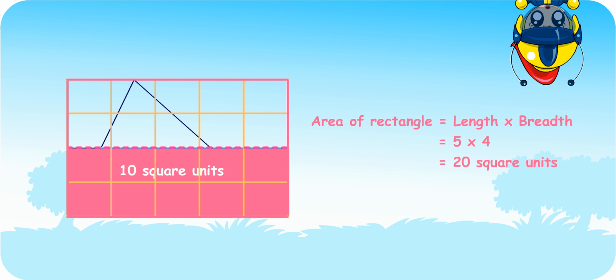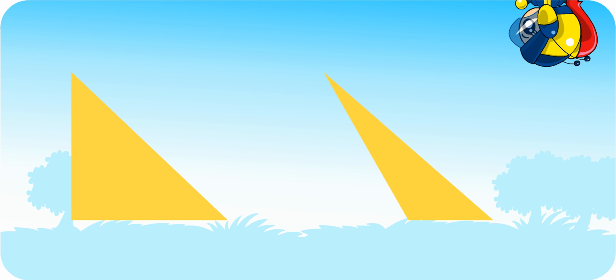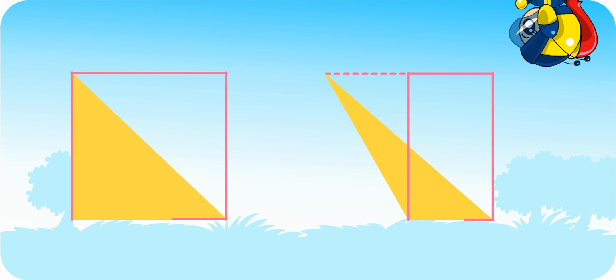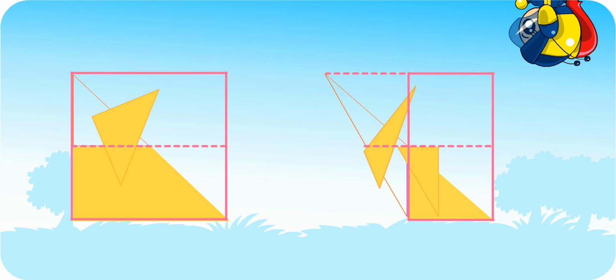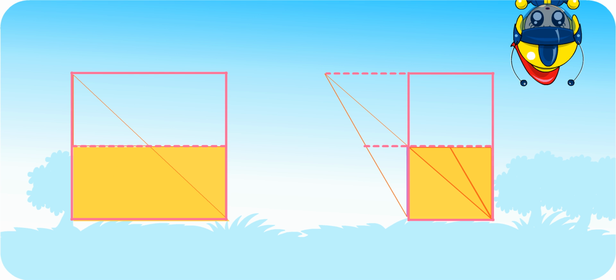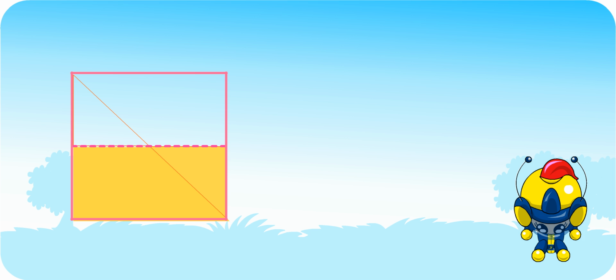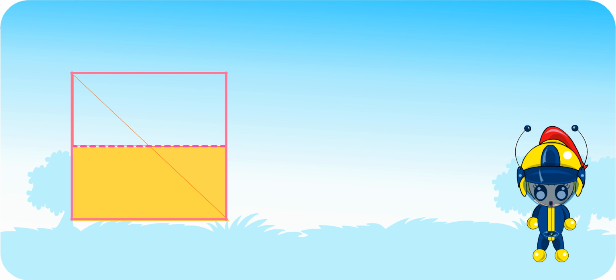Is it the same for other types of triangles too? Yes. Take a look at these triangles. I can draw rectangles around them too, using their bases and heights as guides. Similarly, the area of each triangle is equal to half of the respective rectangle. So now do you know how to find the area of triangles without using grids? Let me think. Since the area of a triangle is half the area of the rectangle, we will just need to find the area of the rectangle and halve it.